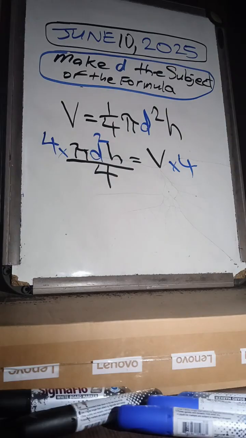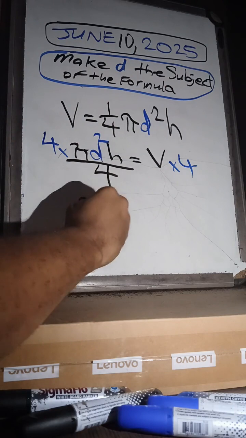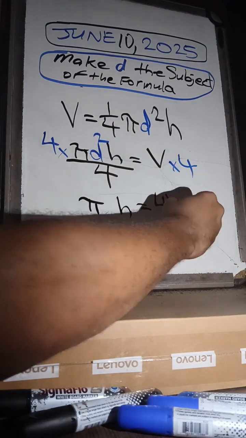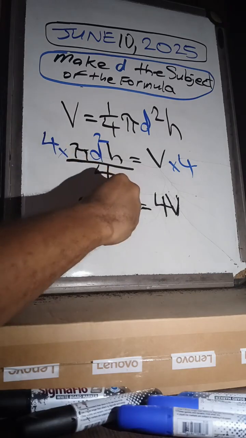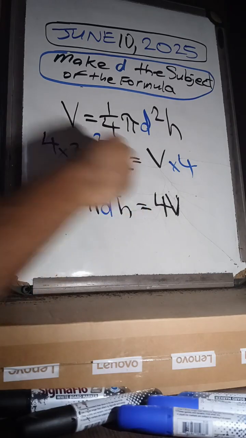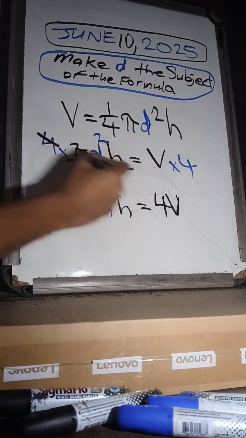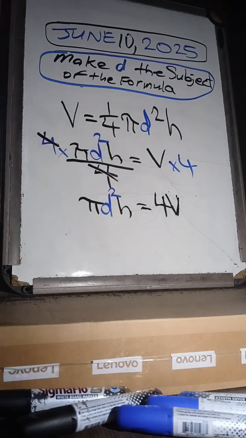So now we are left with, trying to keep this in blue. Right. So 4 over 4 is 1. 1 times this gives you that. V times 4 is 4V.